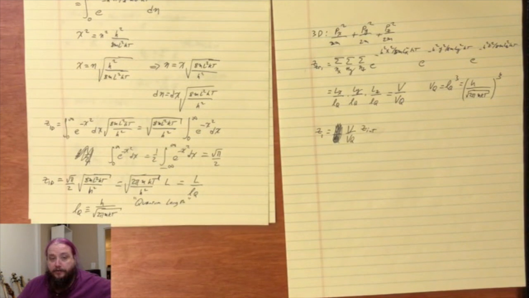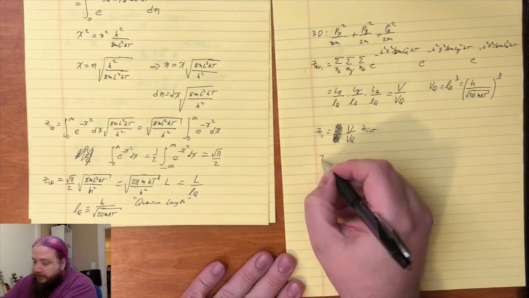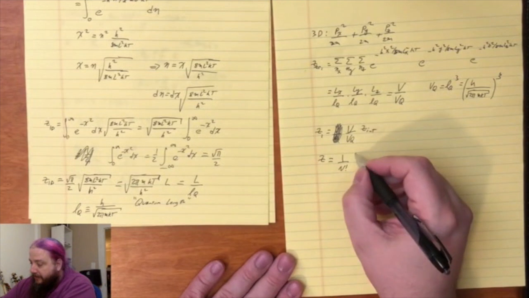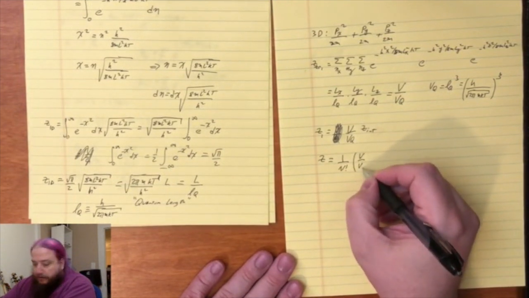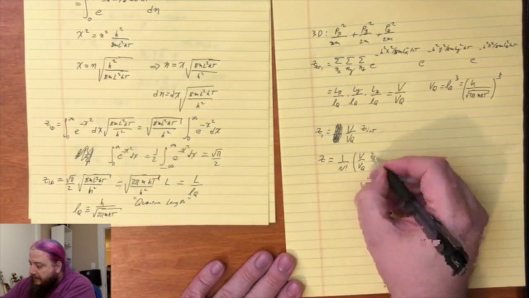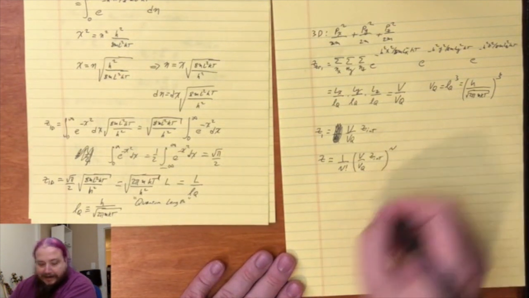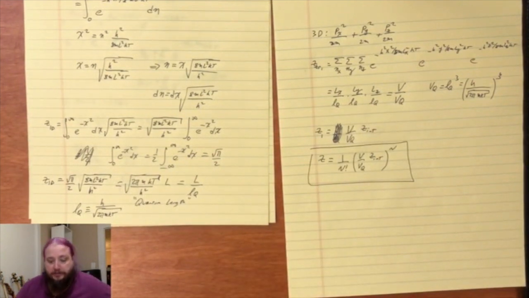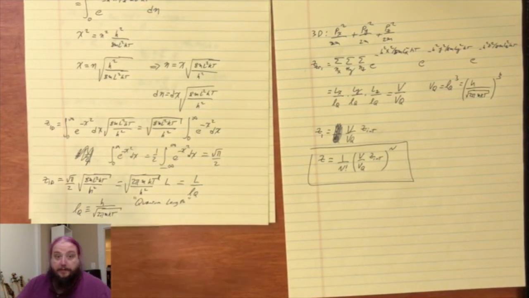And if our particles are indistinguishable from one another, then our total partition function is just 1 over N factorial times this V over V quantum z interior to the N. So there is the partition function for N identical, non-interacting molecules in our three-dimensional volume.